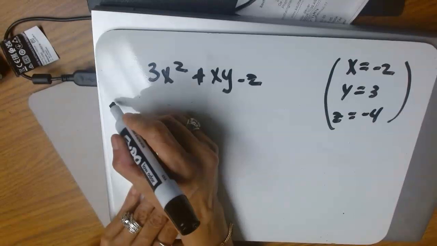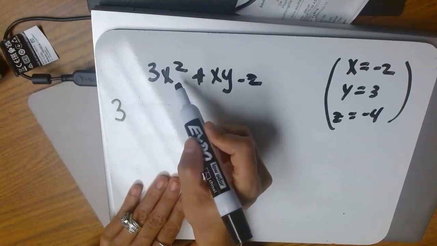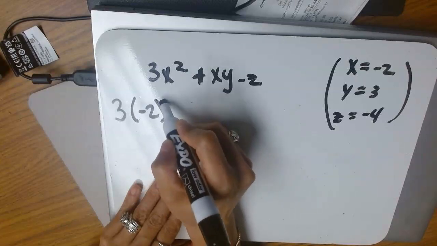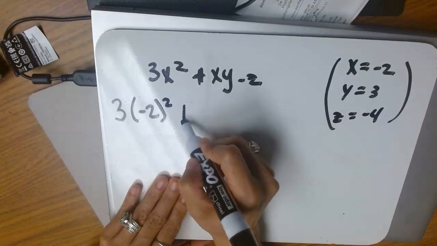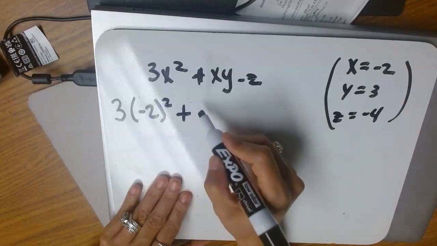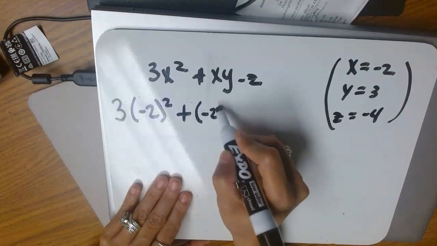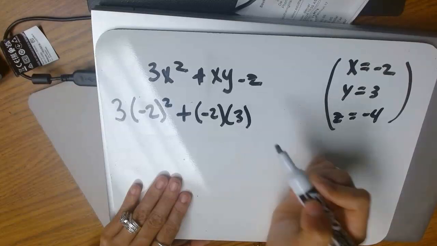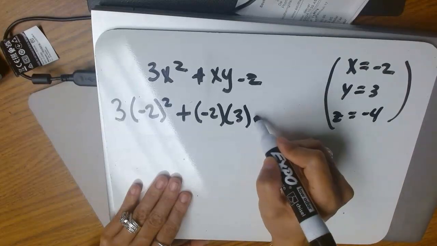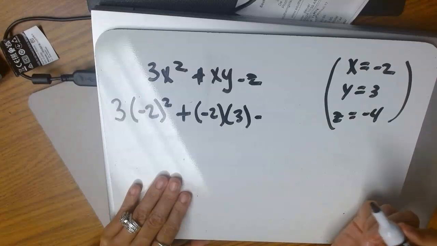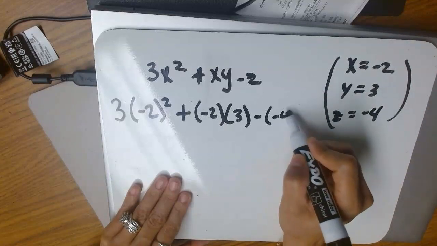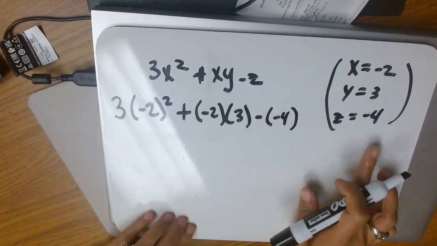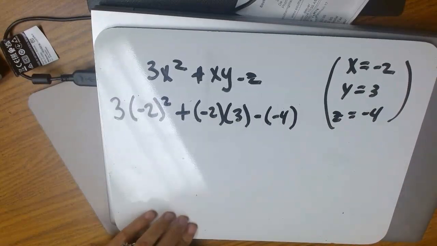So we're going to rewrite it, and x squared is going to be written as -2 squared, plus -2 times 3, minus the z, which is -4. So we've done that. We've plugged in our information that was provided.